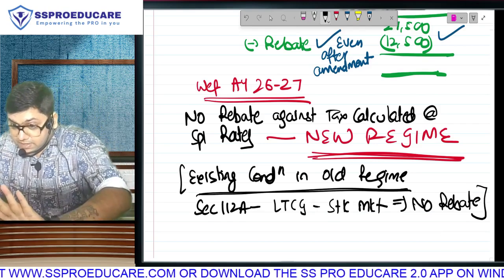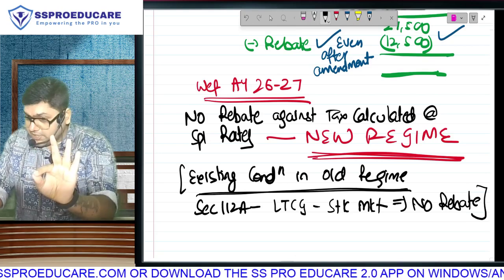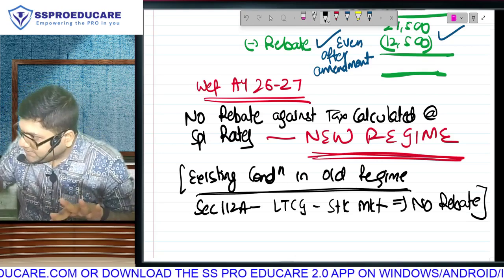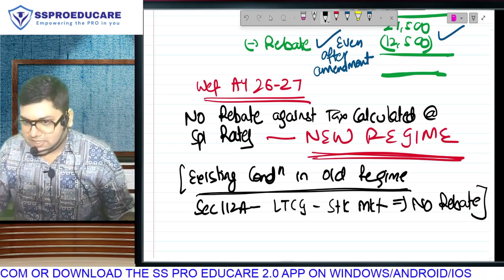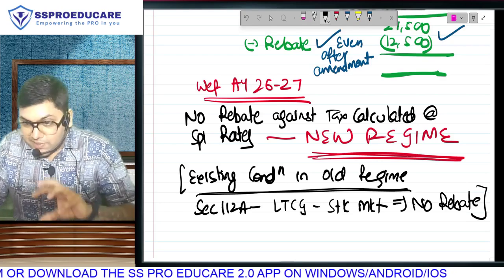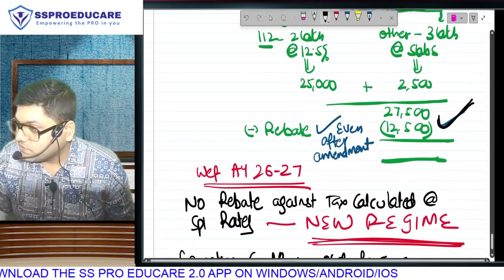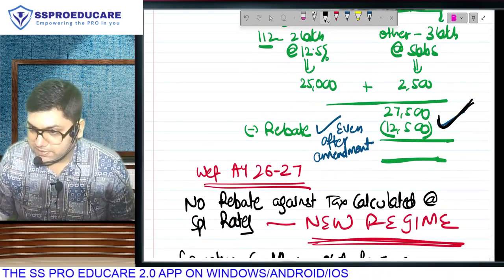Matlab, listen, there are many incomes taxable at special rate. In new regime, no rebate against any of them. And that is an amendment. In old regime, no rebate only against 112A. Matlab your other special rate, this was 112, not 112A. Short-term stock market 111A, old regime mein rebate hoga.